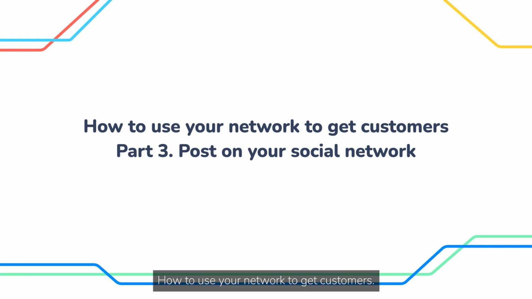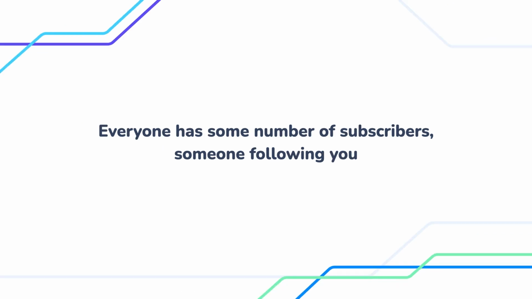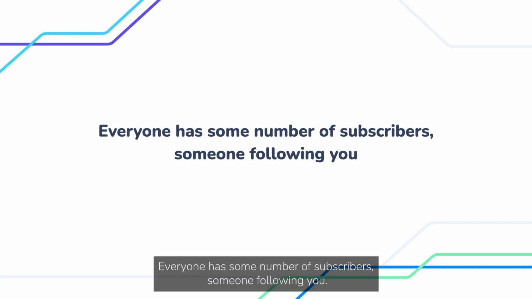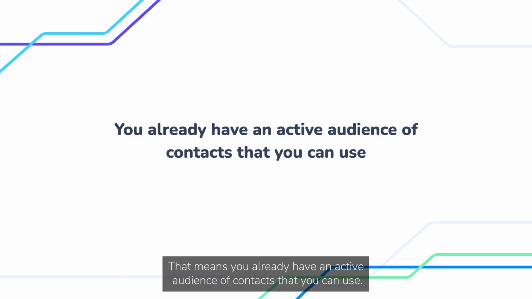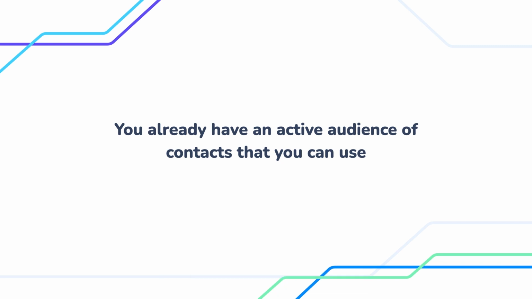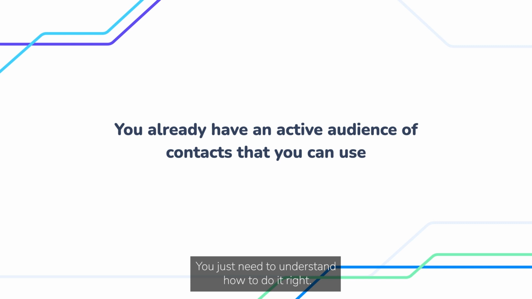How to use your network to get customers. Part 3. Post on your social network. Everyone has some number of subscribers, someone following you. That means you already have an active audience of contacts that you can use. You just need to understand how to do it right.